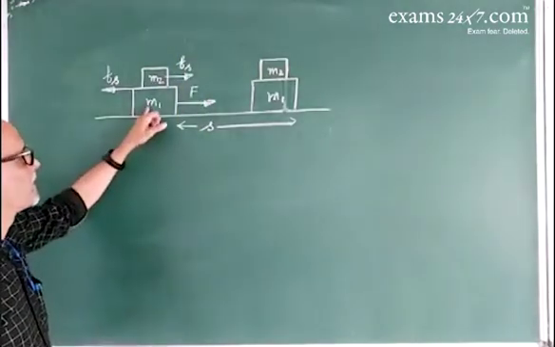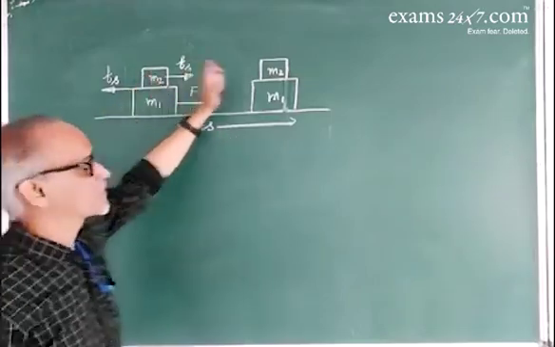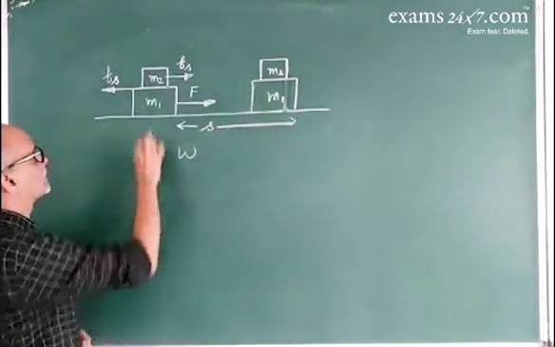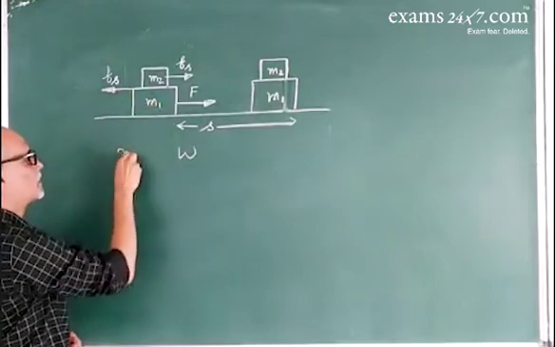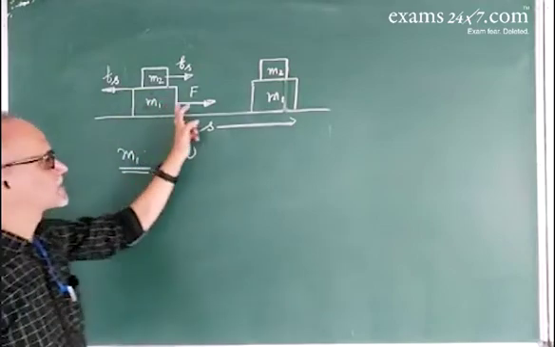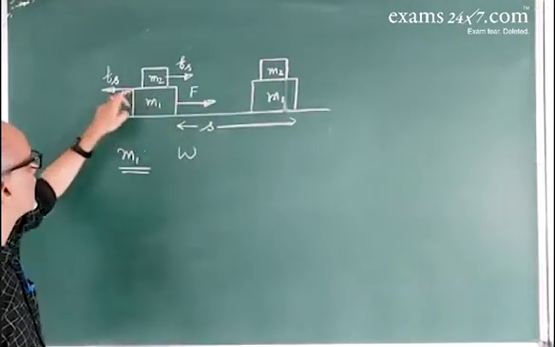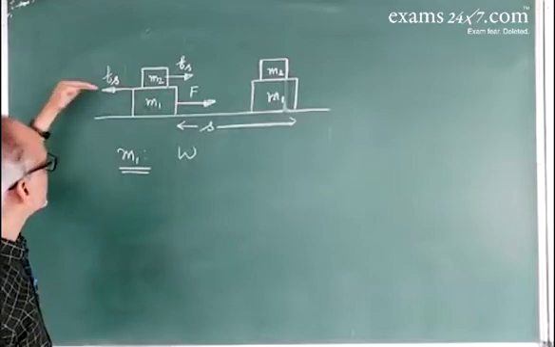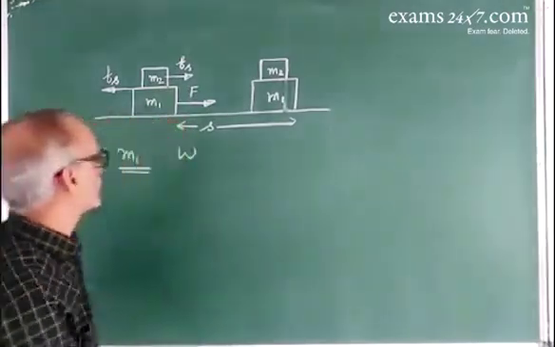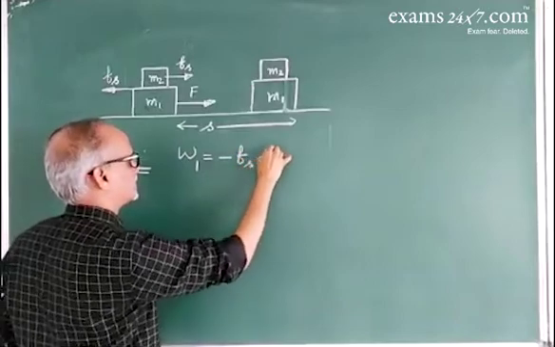Now, what is the displacement of M1? It is S. What is the displacement of M2? That is also equal to S. Therefore, what is the work done by frictional force on M1? On M1, the force acts on the right hand side, whereas the frictional force acts on the left hand side, whereas the displacement is to the right. So the angle between them is 180 degree. Therefore, the work done is negative, which is minus Fs into S.